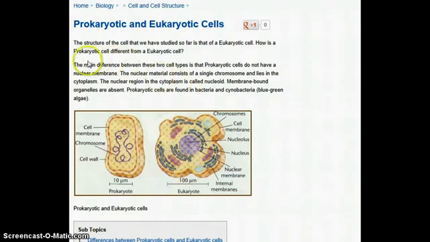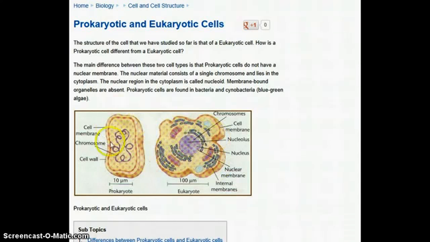Okay, if you read over some information up here, you can see that the main difference between these two types of cells is prokaryotic ones right here do not have a nuclear membrane, meaning they don't have a defined nucleus. Pro means no. Eukaryotes do have a defined nucleus as well as other little membrane covered organelles.